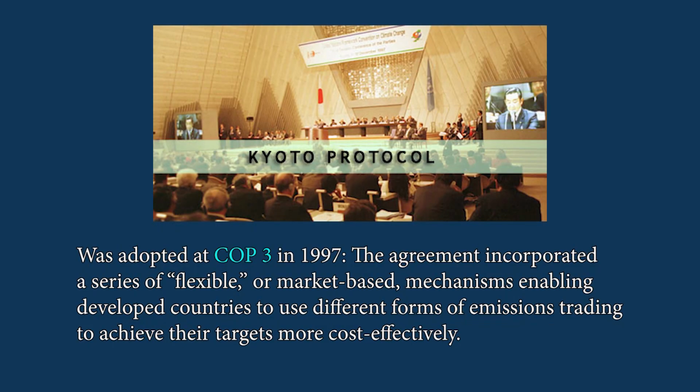And it happens each and every year. Kyoto Protocol is another important thing. Kyoto Protocol was adopted at COP3 in 1997. The agreement incorporated a series of flexible or market-based mechanisms enabling developed countries to use different forms of emissions trading to achieve their target more cost effectively.